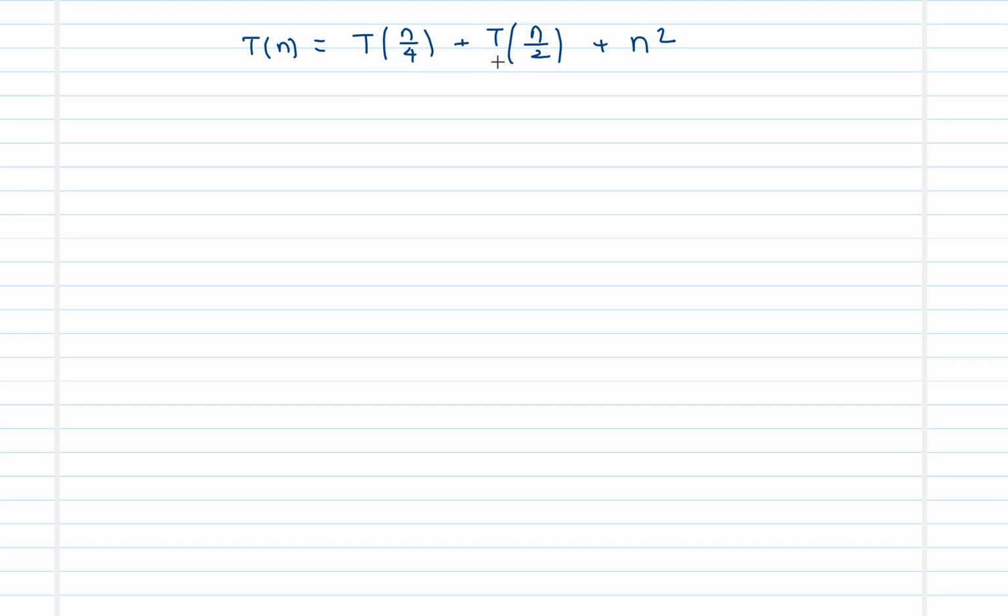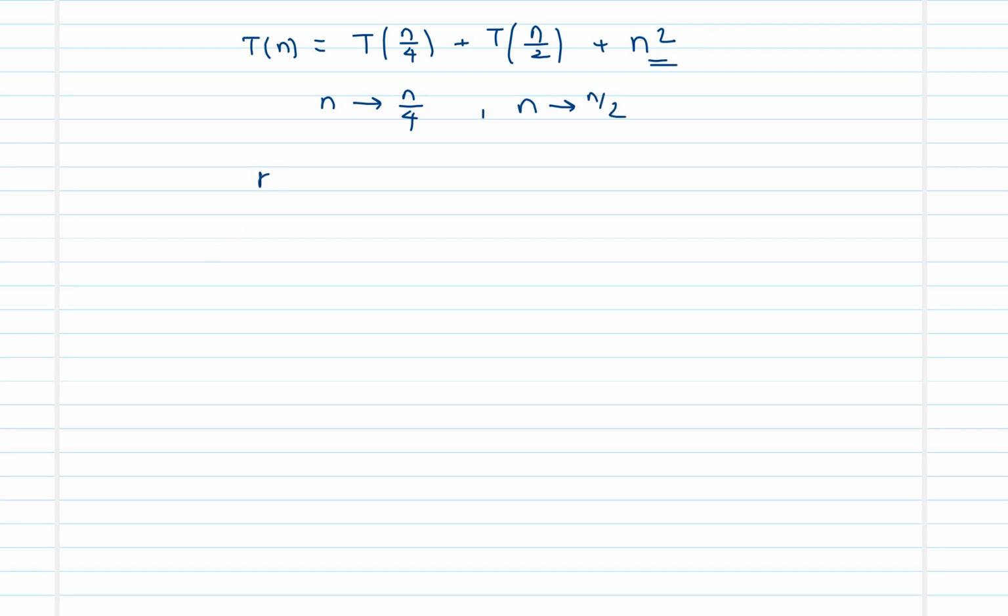So what happens here? One problem of size n is divided into two different subproblems. One is of size n by 4 and another is of size n by 2, and the local time required is n square. So now what is happening here? n is replaced by n by 4 once, and at the same stage n is replaced by n by 2. In the same way this n square also will change.